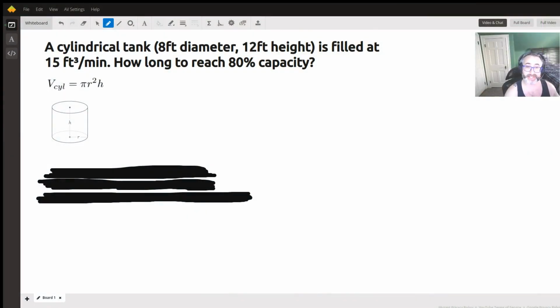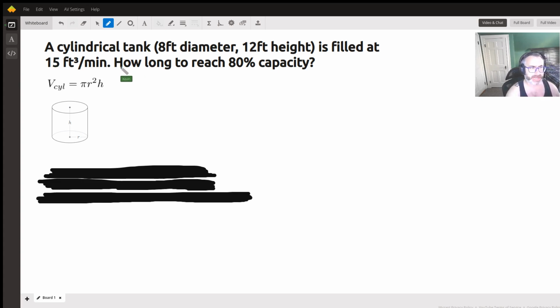We've got a lovely geometry problem here. A cylindrical tank, 8 feet diameter, 12 feet height, is filled at 15 cubic feet per minute. How long to reach 80% capacity? Let's analyze this problem and make some sense of it.